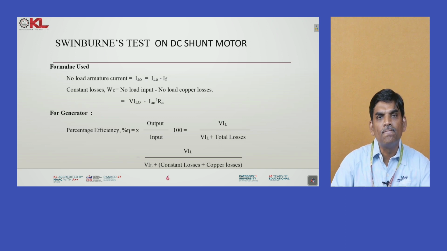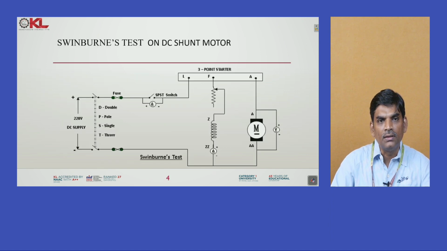So these are the formulas generally. By using the no load test, we noted these three values: no load voltage, field current and line current. Generally any machine has three types of losses: one is the electrical losses, second is the mechanical losses, and third is the magnetic losses. Here mechanical loss and magnetic loss are constants.